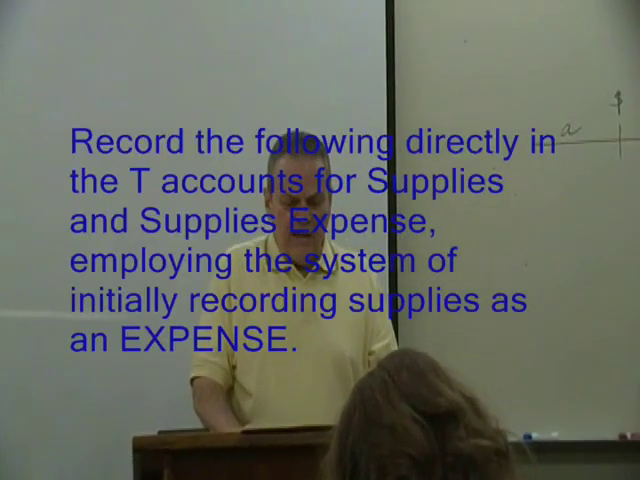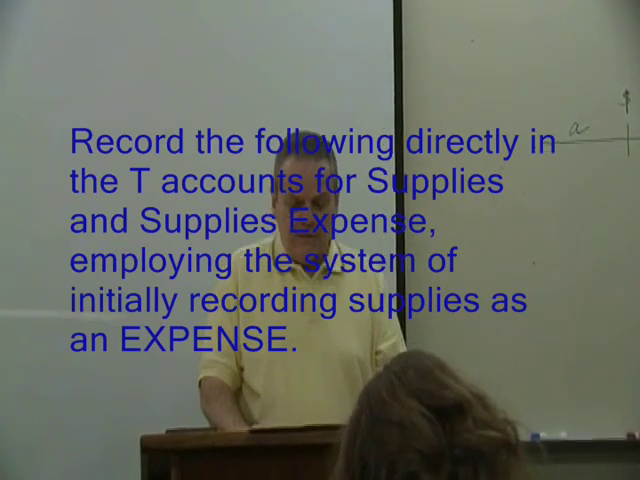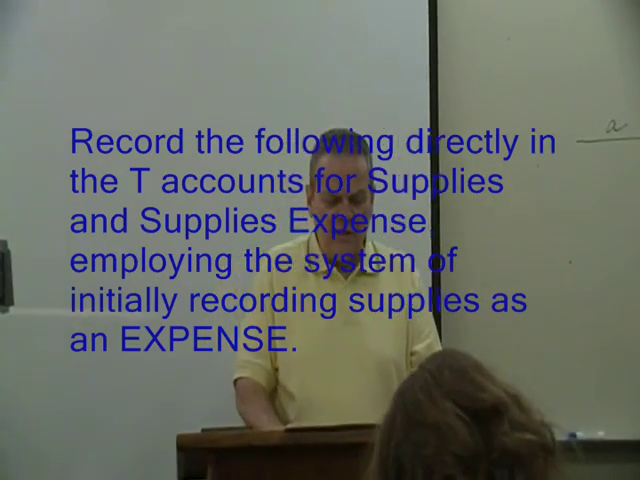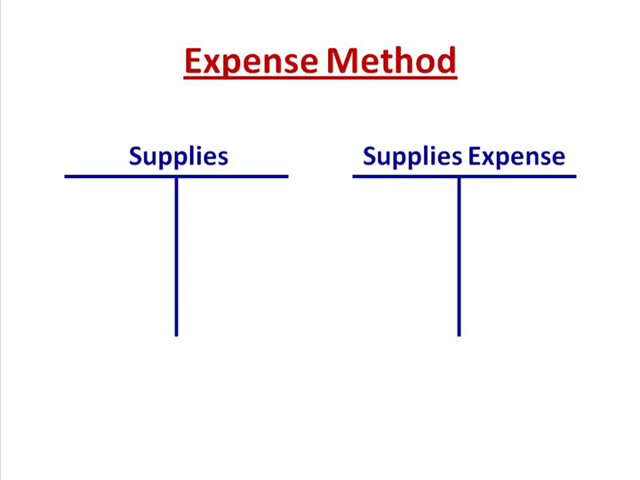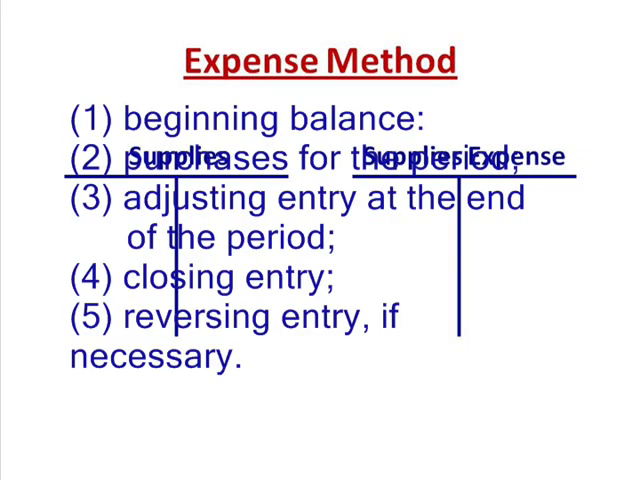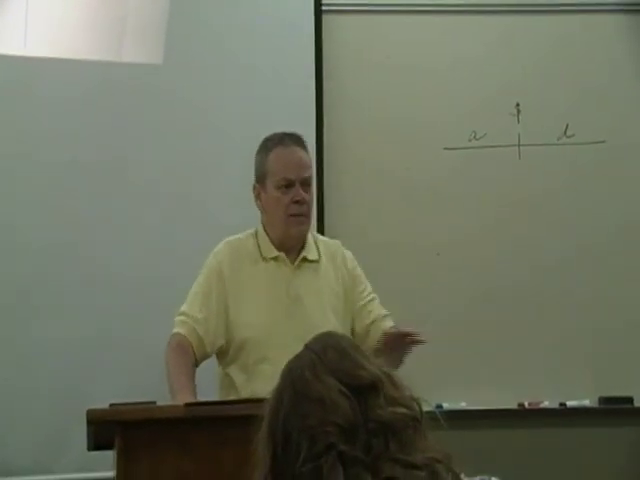Read the handout with me. B. Record the following directly in T accounts for supplies and supplies expense. Employing the system of initially recording supplies, how? Everybody said? As an expense. Identify each entry by number. One, the beginning balance. Two, the purchases for the period. Three, the adjusting entry at the end of the period. Four, the closing entry. Five, the reversing entry if necessary. Now, part A didn't happen. This company chose to do part B, consistently. They've done this one and they haven't done the other.